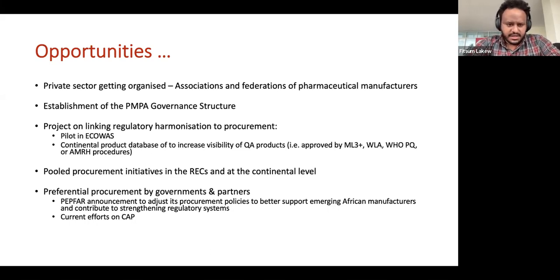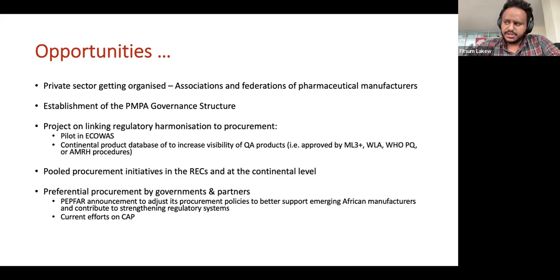We do also have the establishment of the pharmaceutical plan for Africa governance structure. Also now there are projects trying to link to these documents or the outcome documents of the governance structures of the Africa Regulatory Harmonization Plan. And there are also pilots happening in some regional economic communities such as ECOWAS. So there are also pooled procurement initiatives in some regional economic communities and at continental level as well. And also preferential procurement guided by governments and partners.